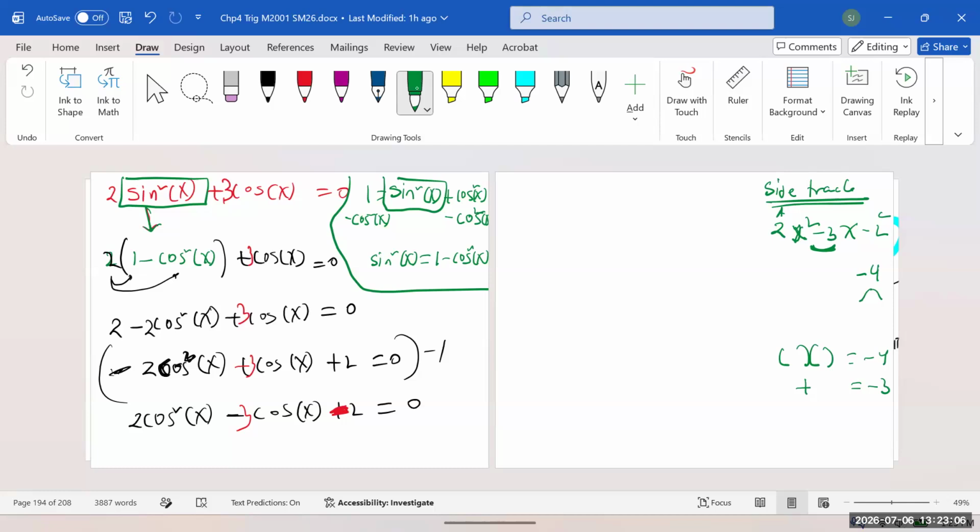Which two numbers? -4, +1. So what you do is this: 2x squared minus 3x minus 2 equals 0. We rewrite this 3x as minus 4x plus 1x. That gives us -3x. And we have 2x squared and we have minus 2 equals 0. We are using the AC method of factoring. Now, once you have 4 terms, you go to the grouping method.